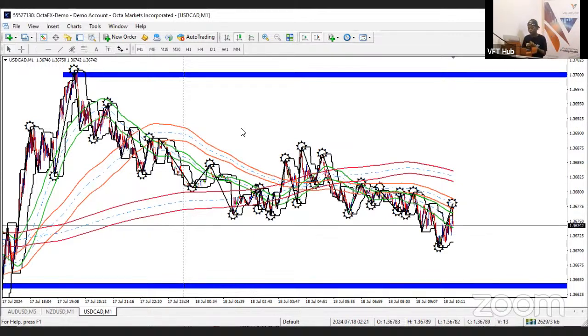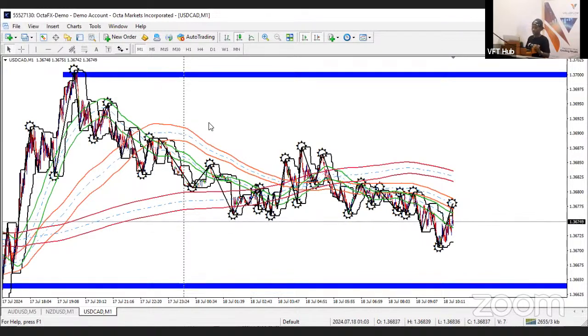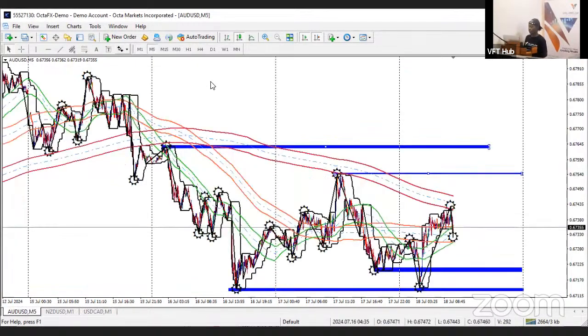All right, so we're going to proceed with those of us that are online now, and eventually more people are going to join. So AUD USD, starting off from AUD USD as usual. What exactly are we seeing on this pair?